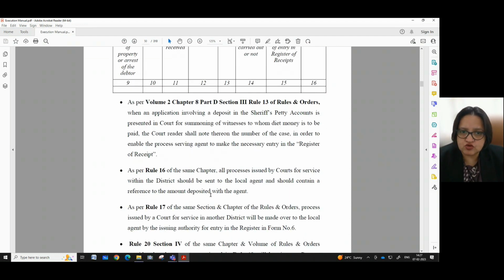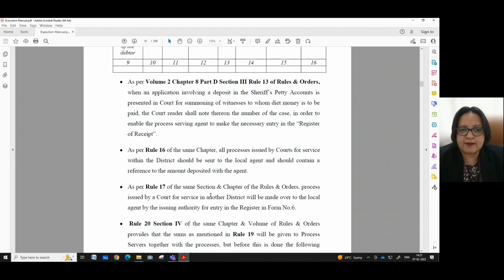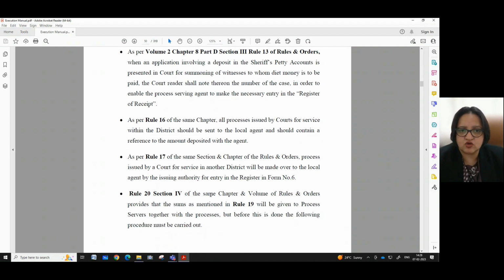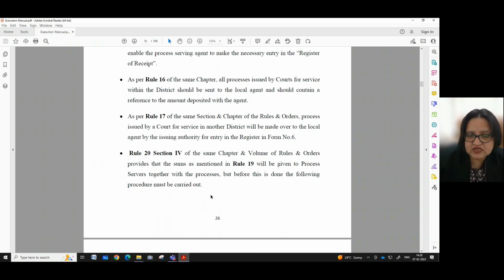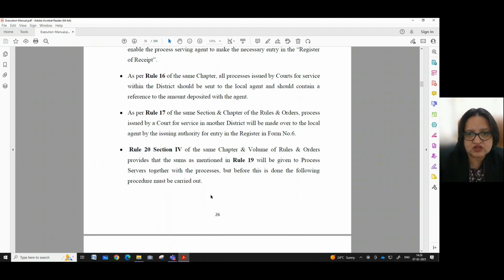Now, as per Volume 2, Chapter 8, Part D, Section 3, Rule 13 of Rules and Orders, when an application involving a deposit in the sheriff petty account is presented in the court for summoning of witnesses to whom diet money is to be paid, the court reader shall note thereon the number of the case in order to enable the process serving agent to make the necessary entry in the register of receipt. As per Rule 16 of the same chapter, all processes issued by the courts for service within the district should be sent to the local agent and should contain a reference to the amount deposited with the agent.